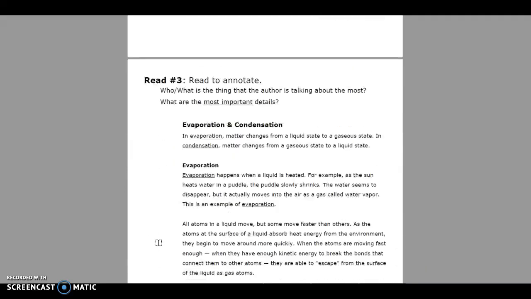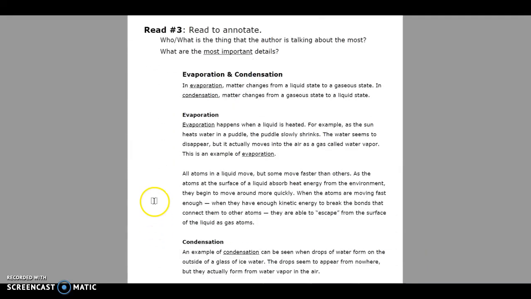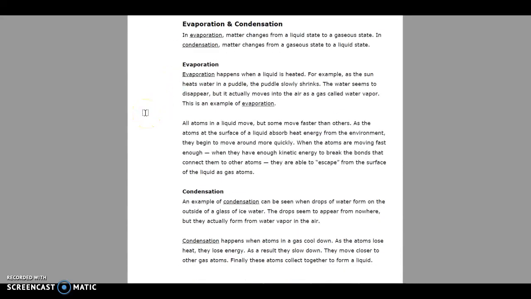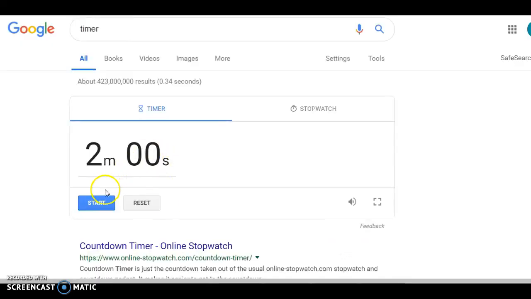So let's turn the page to read number 3. You should be on page 3 right now. Okay, read number 3. Read to annotate. Who, what is the thing that the author is talking about the most? What are the most important details? So, instead of me reading it first, I'm going to give you 2 minutes to read this by yourself. If you feel that 2 minutes is not enough time, you can always pause the video and give yourself more time, but I'll give you 2 minutes starting now.